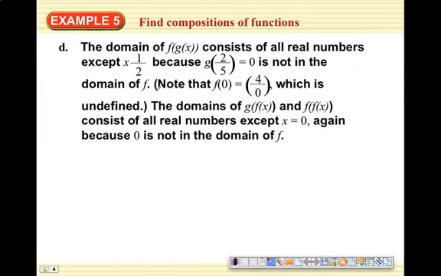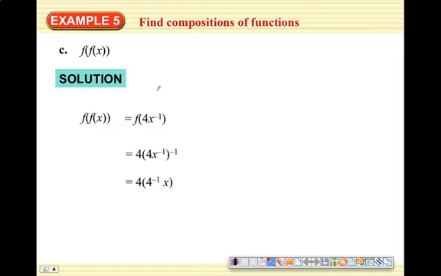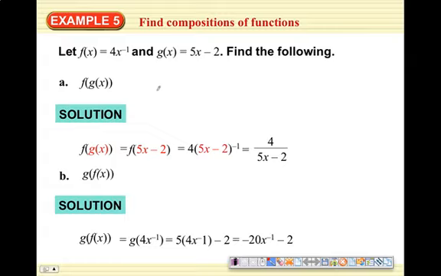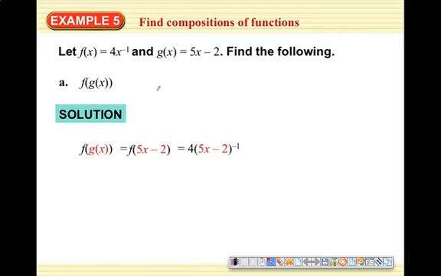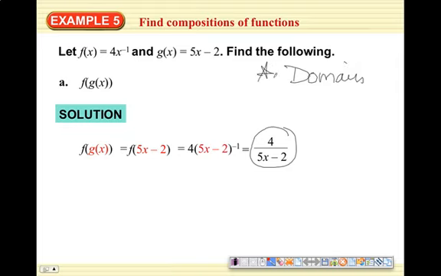last one. Find the domain. Let's go back. F of g, our answer was this right here. The hard part of this is, write down domain, star it. This is what people miss right here. The domain of f of g.